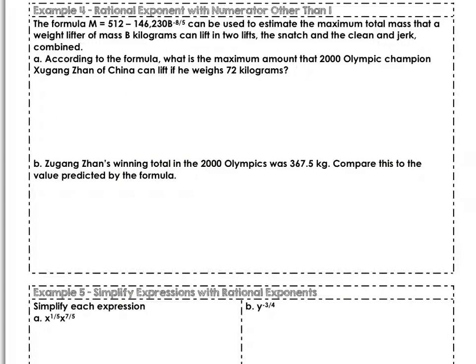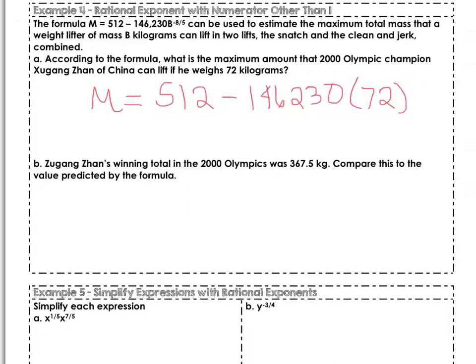In this real-world problem, we're once again just given a formula and asked to plug in values. So please get your calculator out so that you're practicing typing things in. We're asked to solve for the maximum amount that this guy can lift, the mass, okay? And we have 512, and we're going to subtract this large number. B represents the mass in kilograms in 2 lifts, and we are given a B of 72, and it's being raised to the negative 8/5 power.